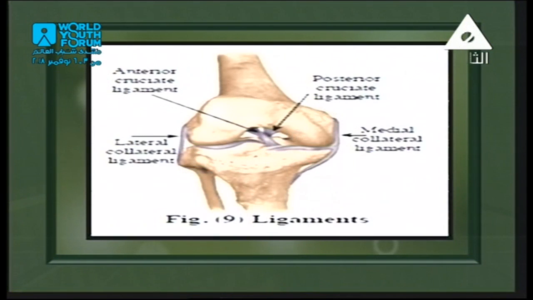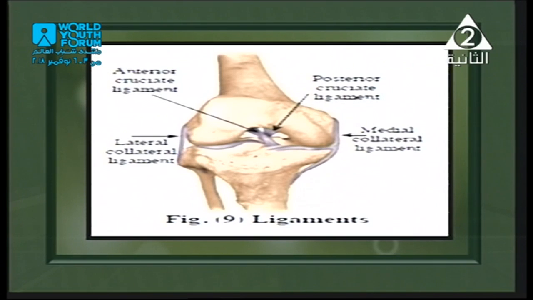This is the ligament. If you observe this picture in your curriculum, the ligament tightly connects the two bones at the side of the joint. Definitely at the side of the joint.